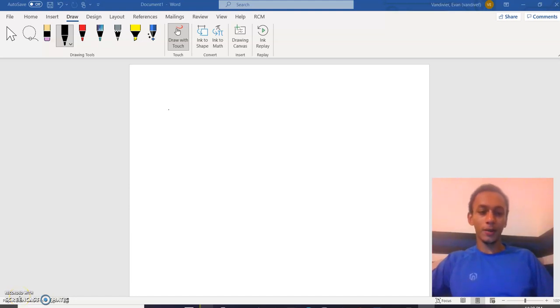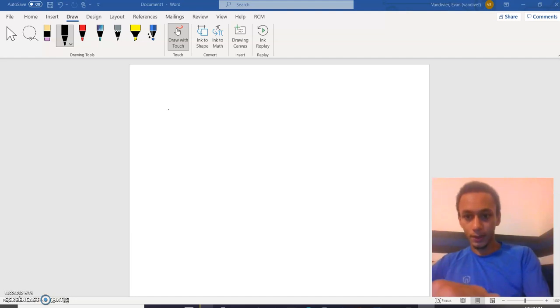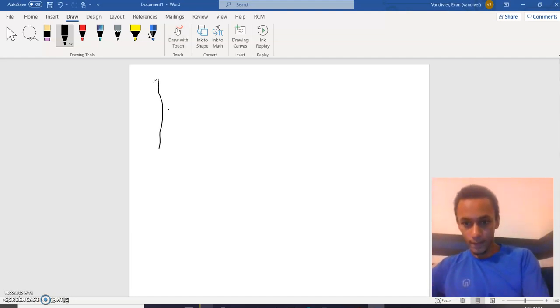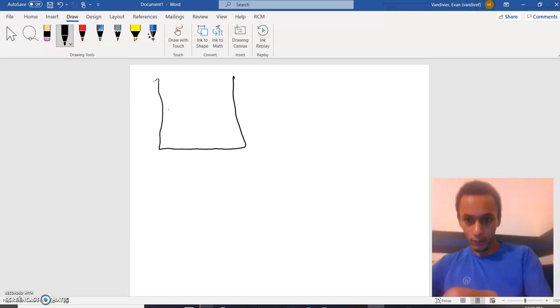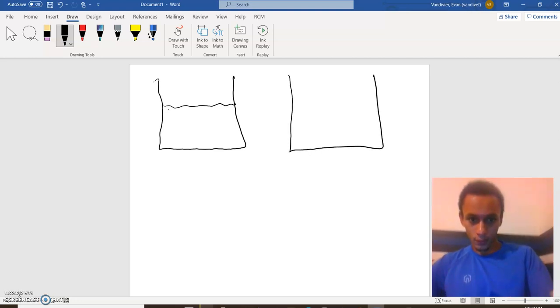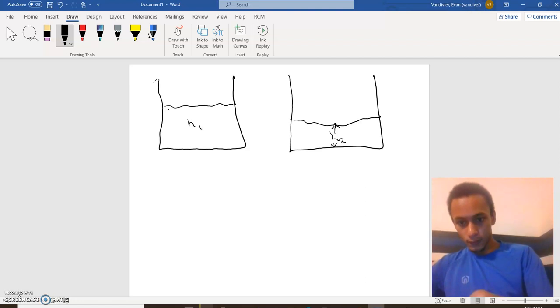So in this video, I'll be talking about how you get the steady state for two spherical tanks of different heights with the fluid flowing. So let's draw the tanks. Tank 1, some height. Tank 2, with some lower height. H2. H1.